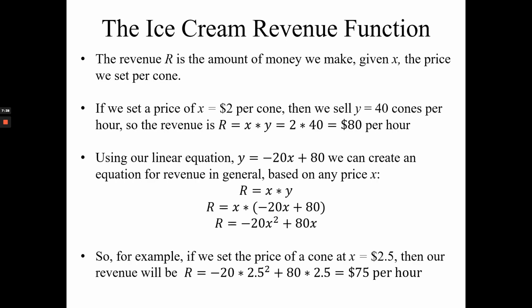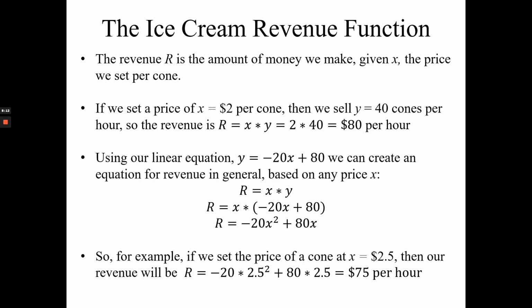Now we can even go beyond this and create a revenue function. The revenue, that's the amount of money we make, the amount of money we take in, given x, the price we set per cone. So, for example, we know that if we set the price of $2 per cone, then we will sell y equals 40 cones per hour. Revenue is the dollars per cone times number of cones we sell. So that's 2 times 40. So that means we're going to make $80 an hour. We're selling 40 cones per hour and we get $2 each. So that's $80 per hour coming in.